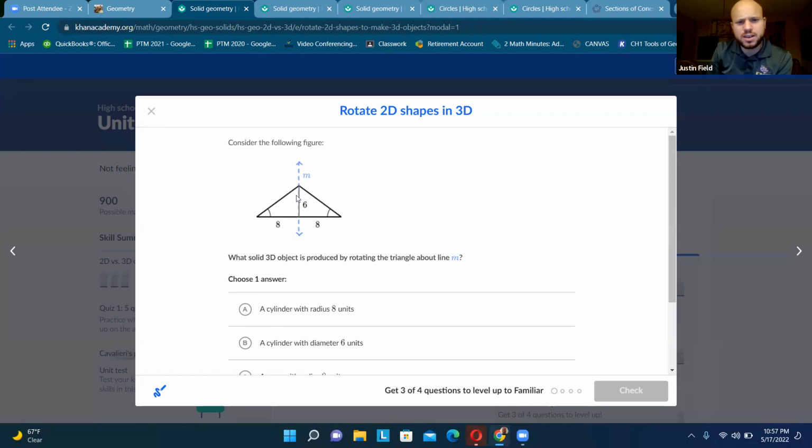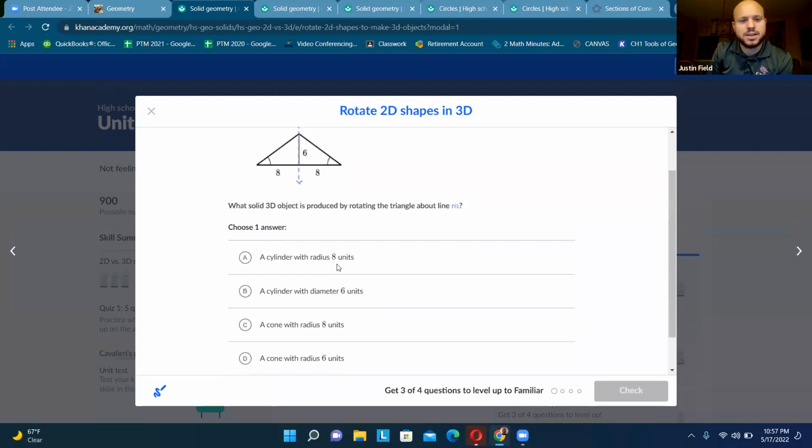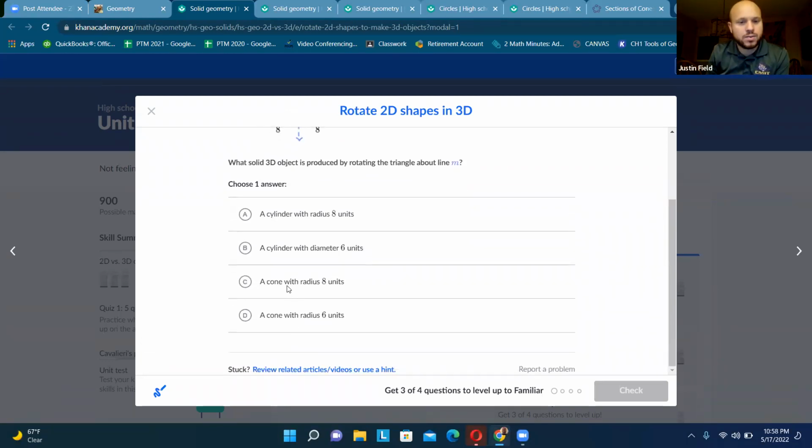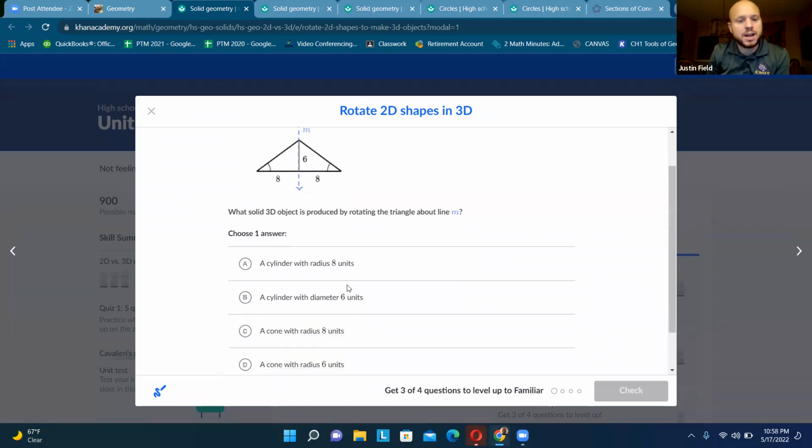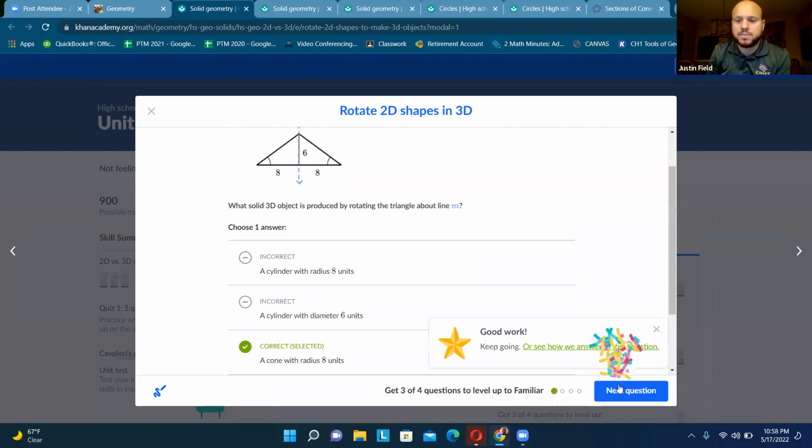Would it create a cylinder? No way. That does not look like a cylinder. If I were to rotate it, it would be a cone, right? And what would the radius of the cone be? It would be the radius of the bottom, which would be 8.